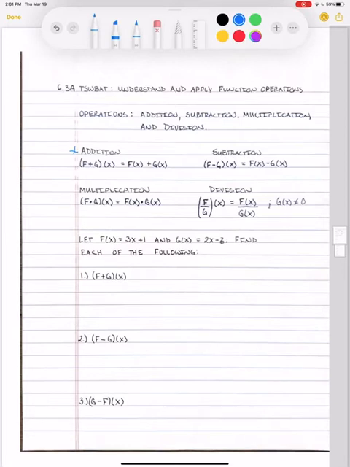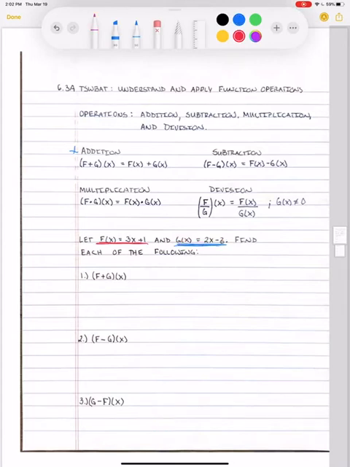So we're going to go ahead and jump into the examples here. In the examples, it says, let f(x) equal 3x plus 1 and g(x) equals 2x minus 3. Find each of the following. In example 1, it asks for (f + g)(x). For these examples, f(x) is going to be in red, g(x) I'm going to put in blue, and we're going to go for it.